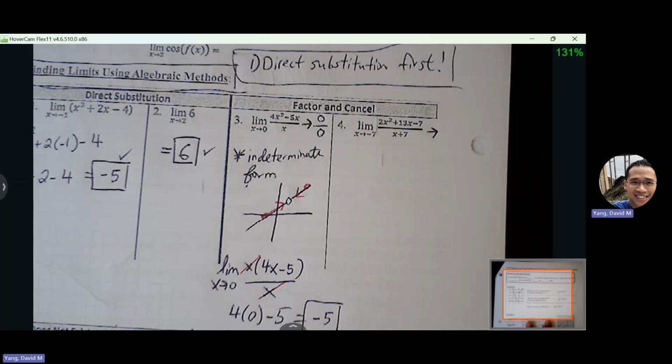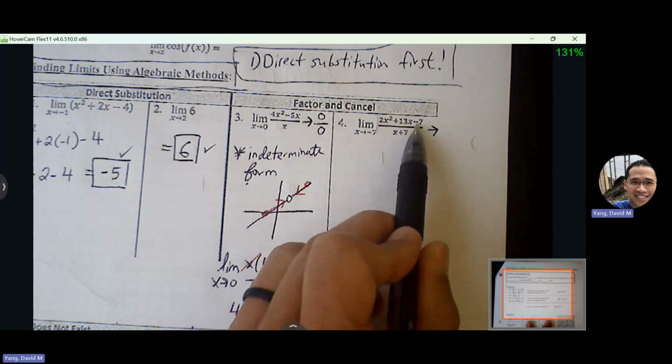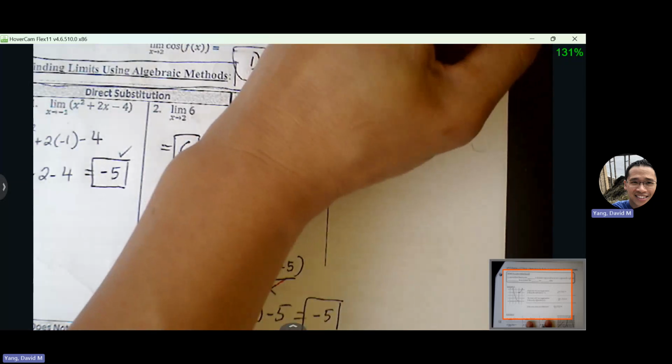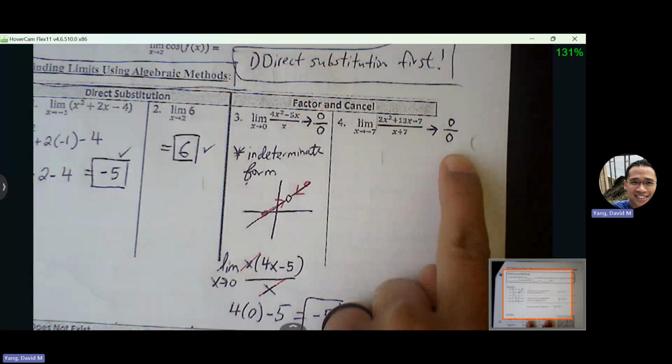So 2 times -7 squared, it's going to be 49 times 2, 98. -7 times 13, -91 minus 7, which is -98. So this ends up canceling out. So we plugged in -7, sorry, and we do get a 0 up in the numerator. And the denominator is also what? 0. So this tells us 0 over 0 is indeterminate form.